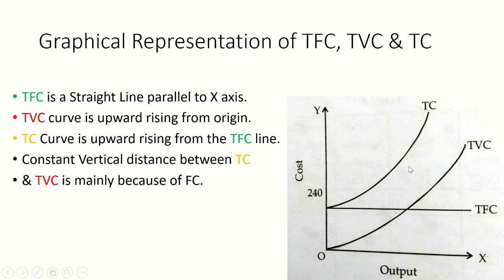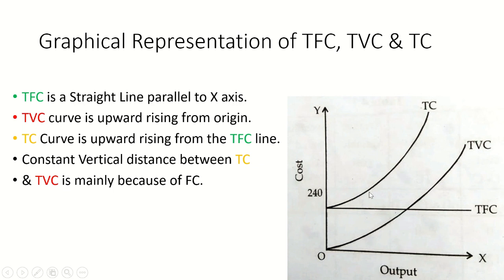Okay, so this is the relationship between the TFC, TVC and TC in the short run. Only three things. The first one is that TFC is a straight line parallel to the x-axis, because the total fixed cost is always fixed. That's why it is a straight line. Then the TVC curve is upward rising from the origin. The reason is that it's a direct relationship with the output. When the output increases, the TVC also increases.